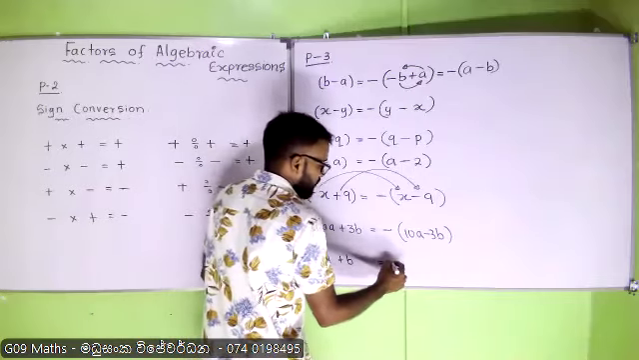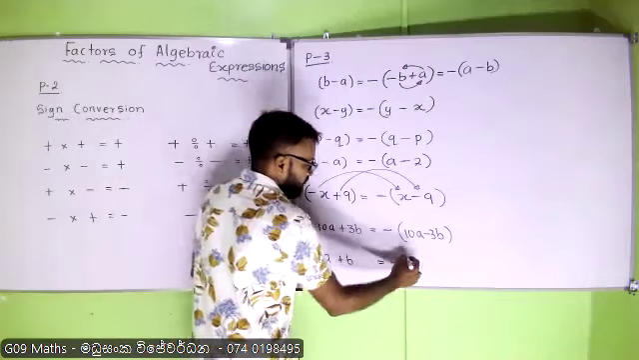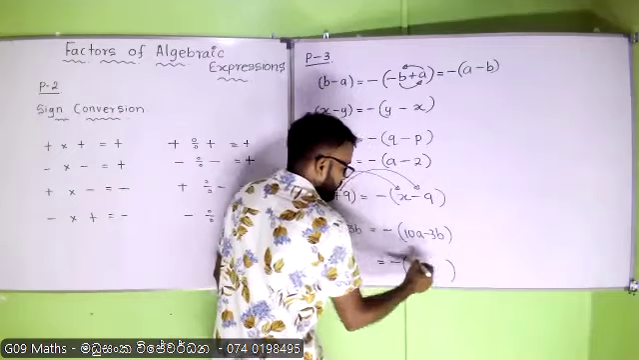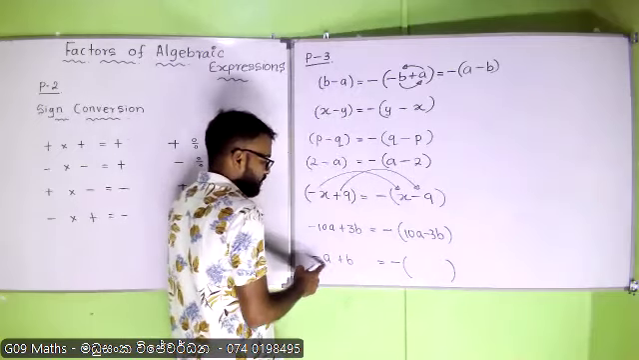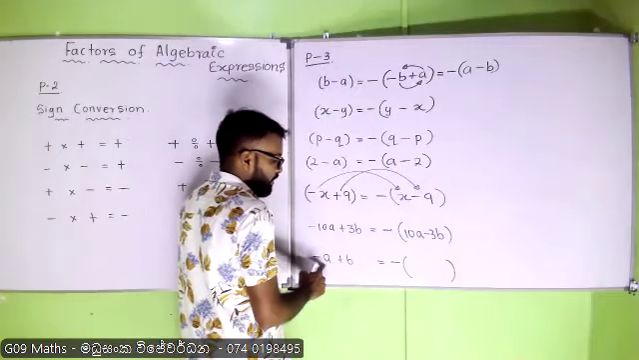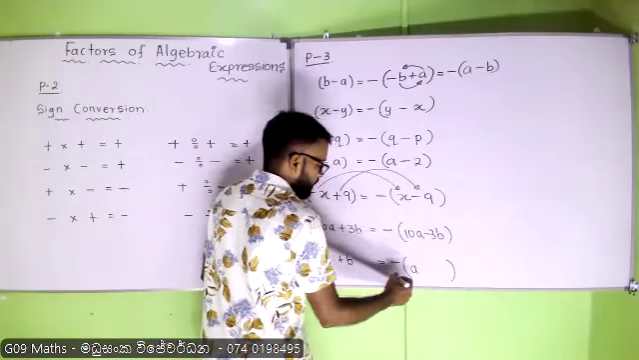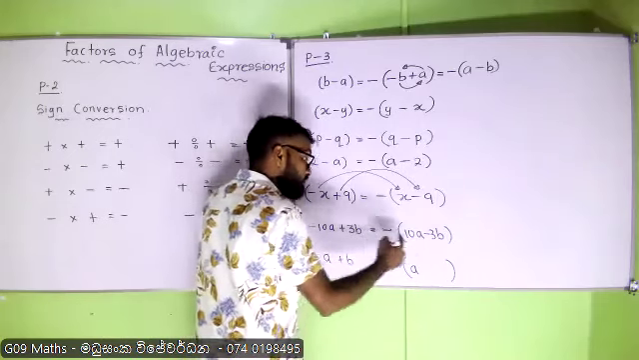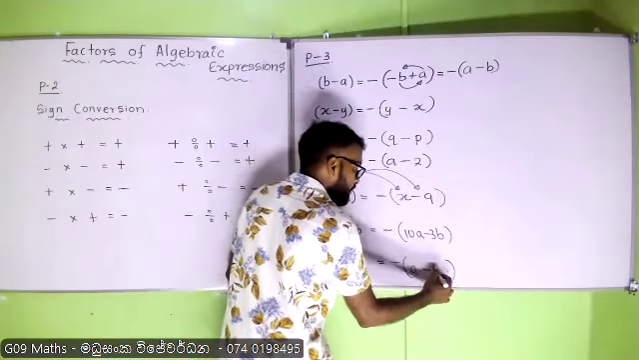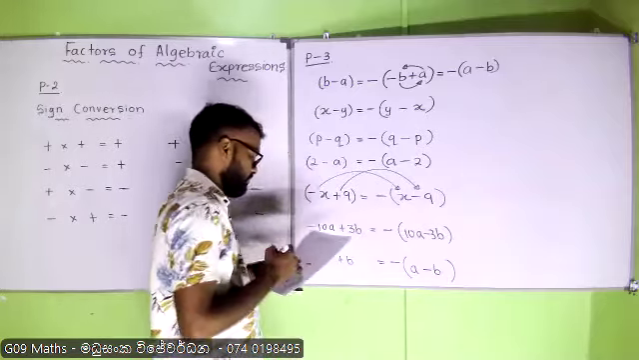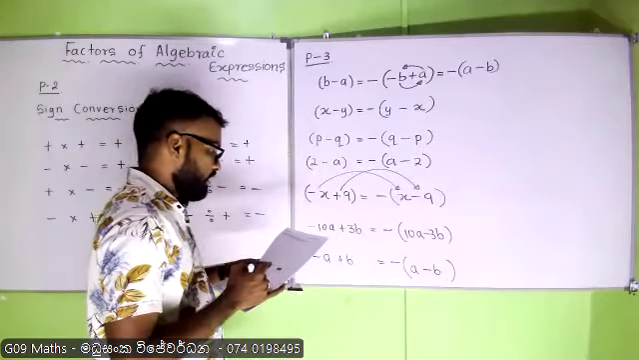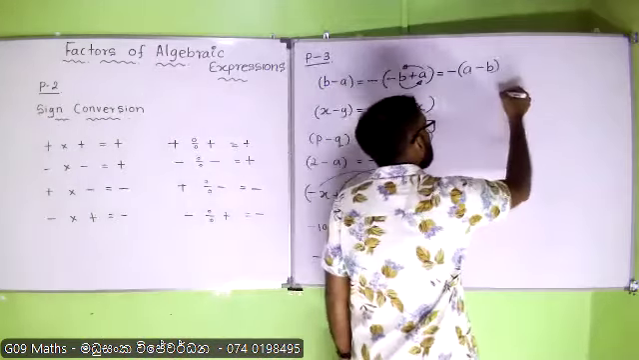Then negative A plus B. Take the negative sign out. What is the answer? Negative sign out. Negative A becomes positive A. Positive B becomes negative B. This is the answer. Right? Negative 2 plus 5B.